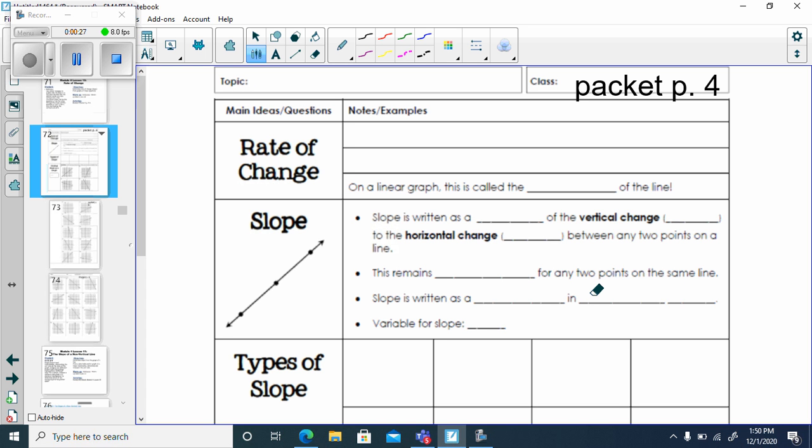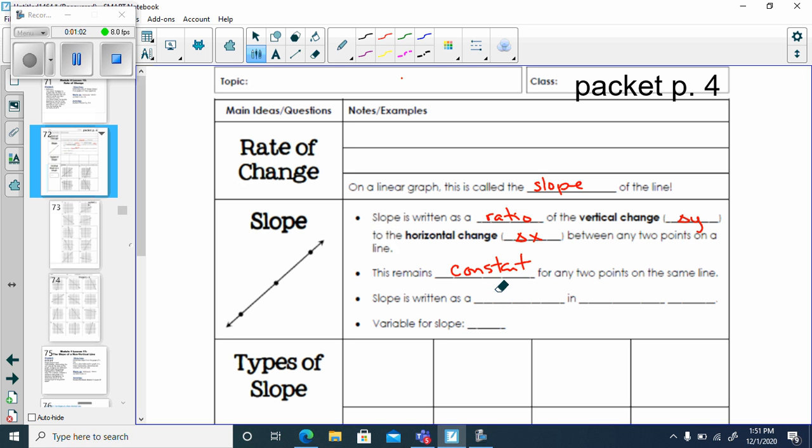If it's on a graph of a line, it's called the slope of the line. Rate of change is the slope of the line. Slope is written as a ratio of the vertical change, that would be change in y, to the horizontal change, that would be change in x, between any 2 points on the line. This remains constant for any 2 points on the line. No matter what points you use, you're going to get the same slope.